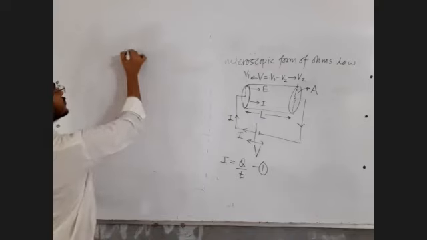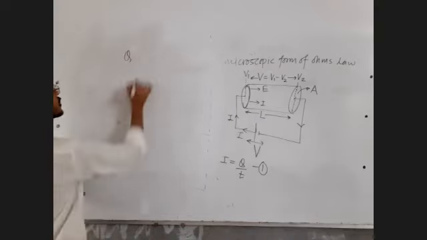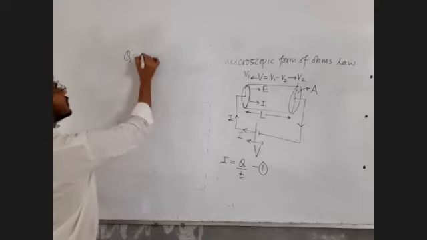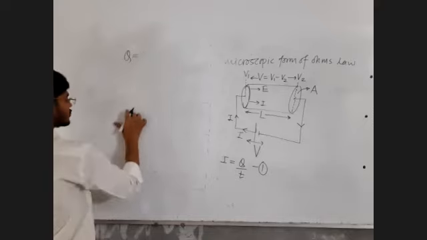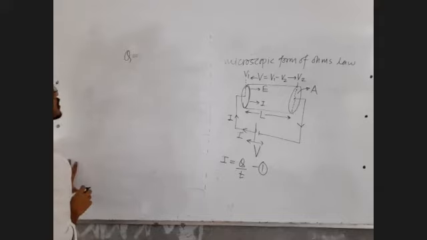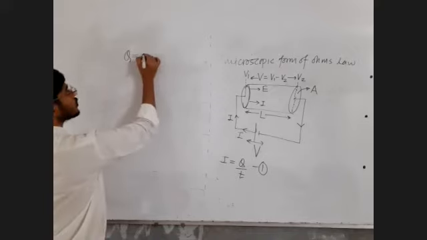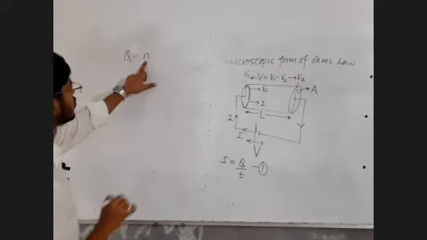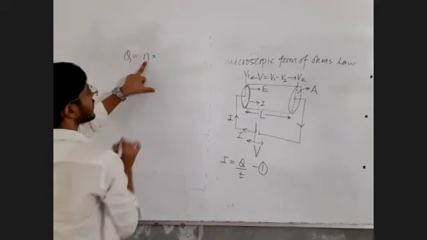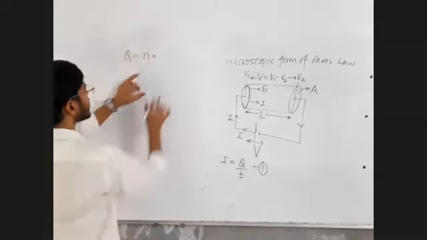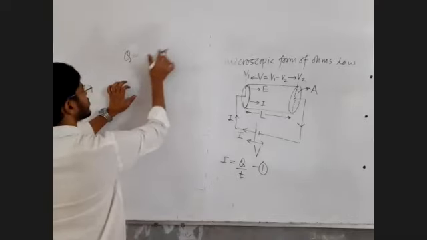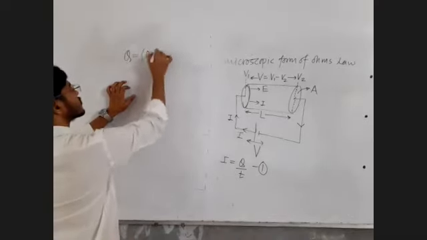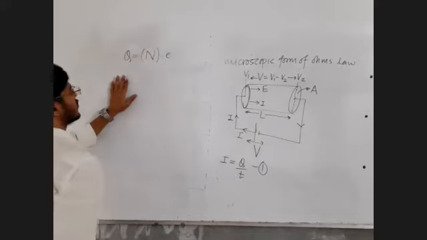Let me write: total charge flown is equal to number of electrons per unit volume multiplied by charge on a single electron. Number of electrons per unit volume will be small n. These are the number of electrons per unit volume multiplied by, or shall I say total number of electrons multiplied by, charge on a single electron.